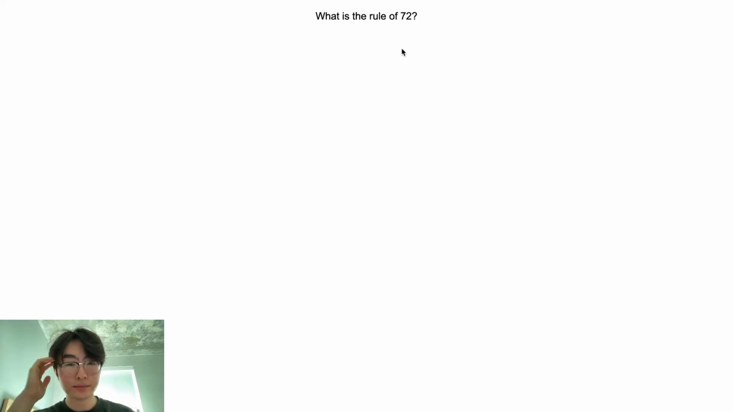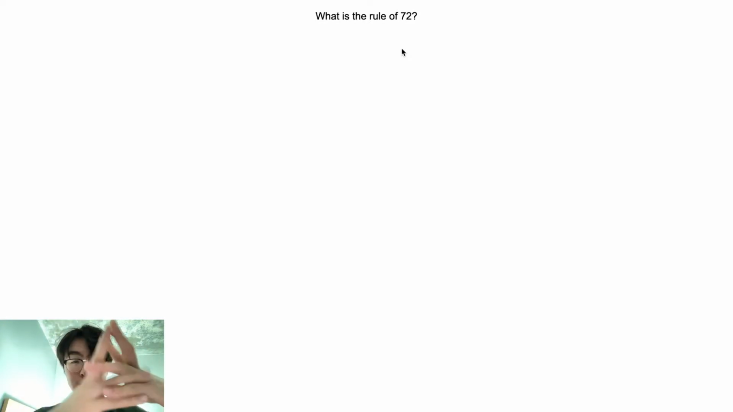Rule 72 is just a way of making quick computations on how long it takes an investment to double. The idea of the Rule 72 is that you can calculate the amount of time it takes for your investment to double by dividing 72 by the annual expected return.